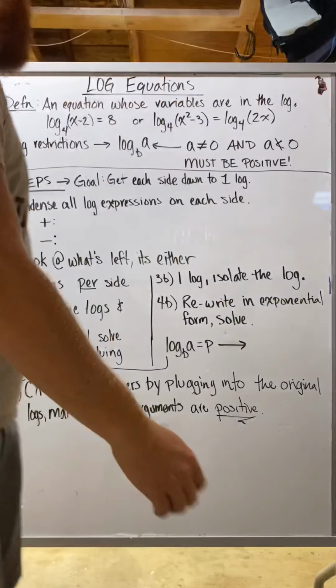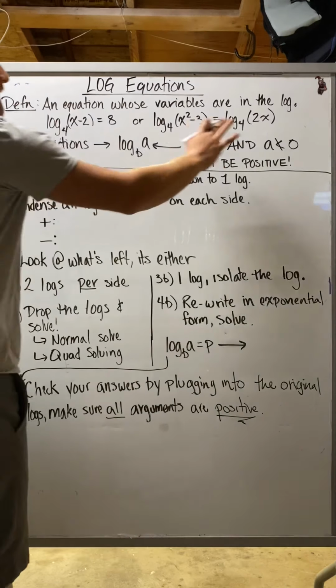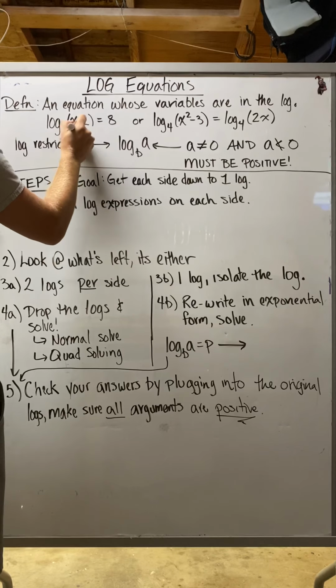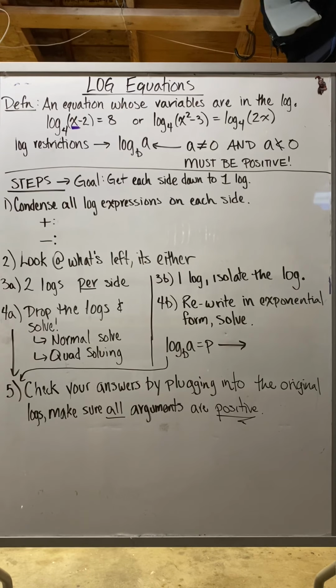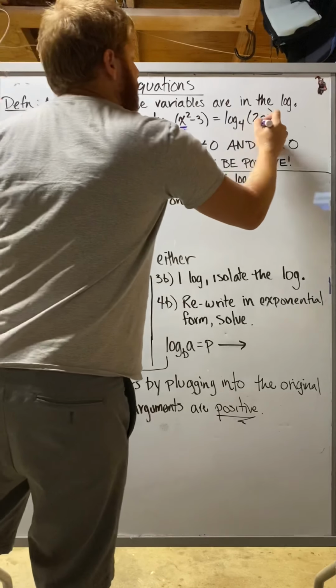So first things first, what is it? A log equation is just an equation whose variables are in the log itself. So these are two examples of log equations because there's an x right here inside of the log. And here's another one. There's an x squared on this side, and there's an x on this side.